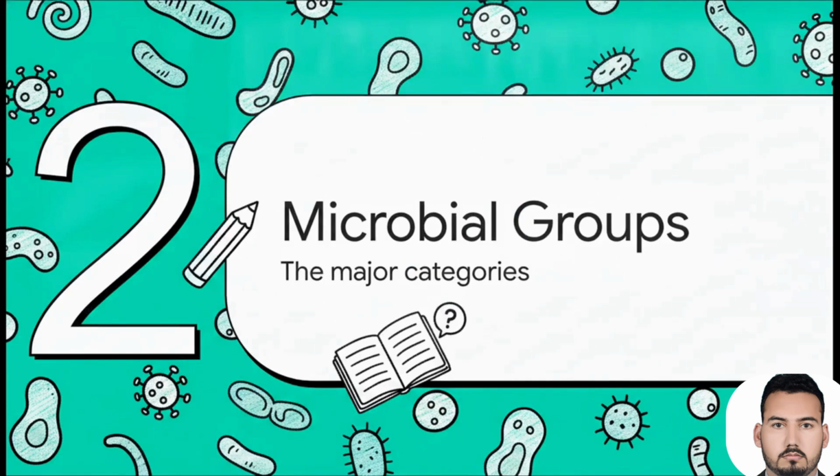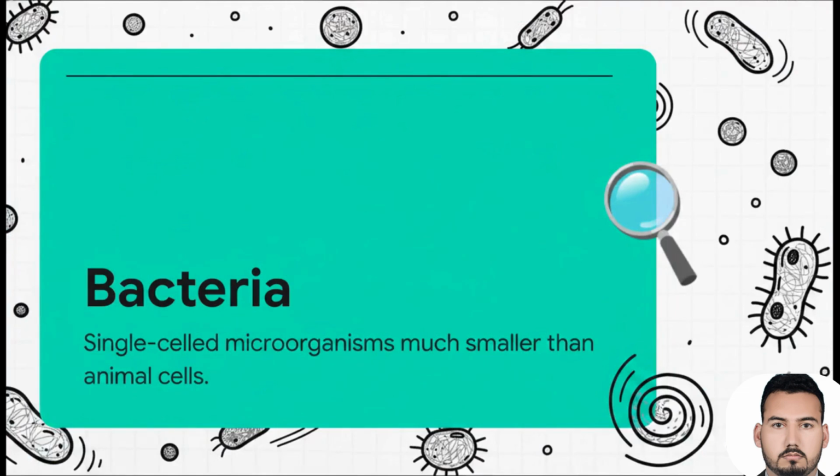Okay, moving on to Section 2, the major microbial groups. Get your pens ready, guys, because this is the heavy lifting definition section. And honestly, absolute core test material. First up, bacteria. These are single-celled microorganisms that are much smaller than animal or plant cells, and they are found literally everywhere. Oh, and a quick grammar note for your exams. Bacteria is actually a plural word. If you're talking about just one of them, the singular word is a bacterium.